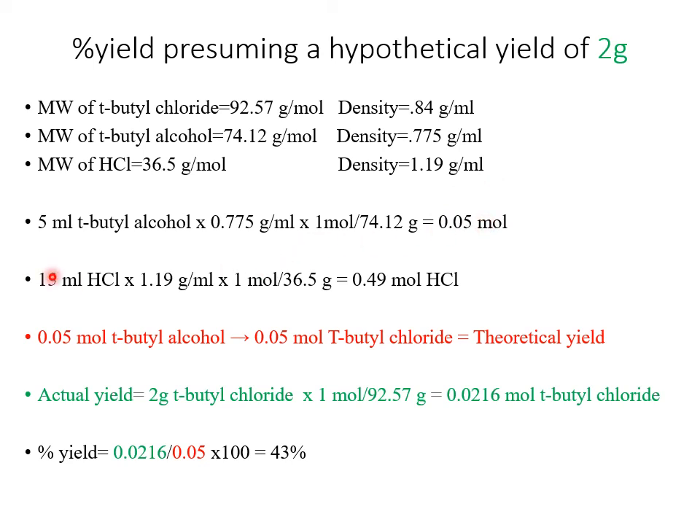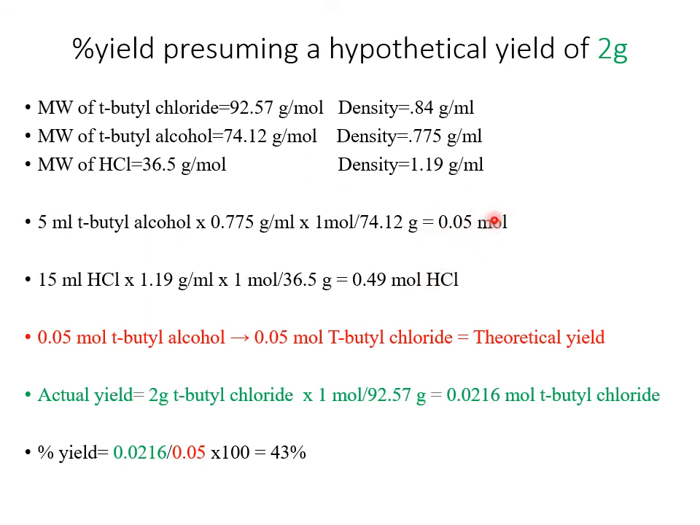Then you check HCl, 15 milliliters used, multiply by the density to cancel out milliliters. You get your molar mass here, and you divide by that, and you get how many moles of HCl you used. Now, of these two, the smaller number is the limiting reagent, right? And so this is what you use to get your theoretical yield. So if you use 0.05 moles of tert-butyl alcohol, your theoretical yield would be 0.05 moles of tert-butyl chloride, right?